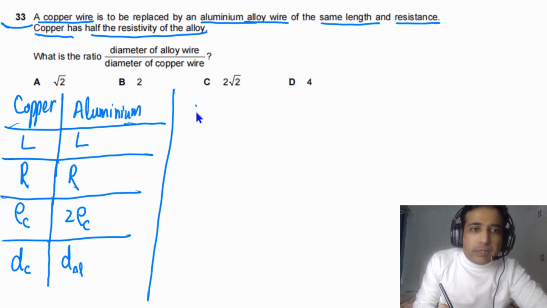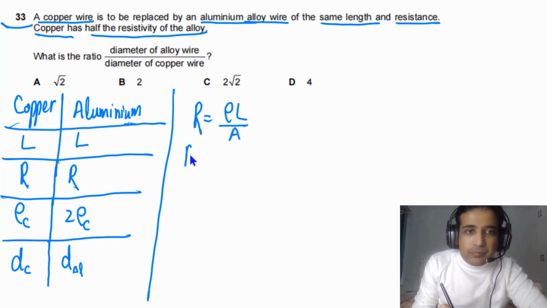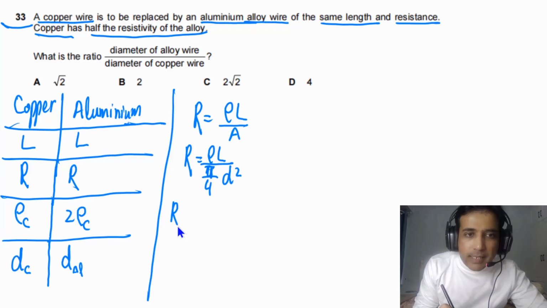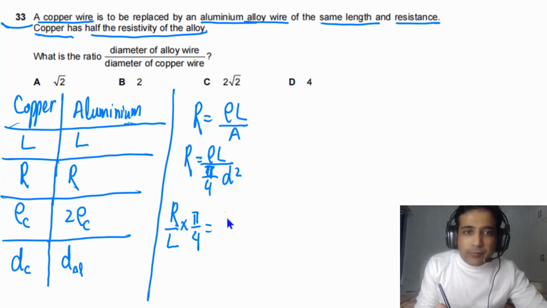Now as they have the same resistance, we can write R is equal to rho L by A, but we can replace A with the diameter because we need to find the ratio between diameters. So we can say this is rho L by pi by 4 d squared. We can write down the cross-sectional area, this one will be equal to pi by 4 d squared. Now in this case we have R that is constant, L is constant, so we can bring L on this side. We can also multiply with this pi by 4, so here we will get pi by 4. So we are left with rho divided by d squared.